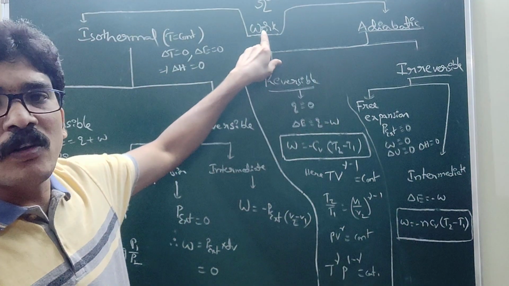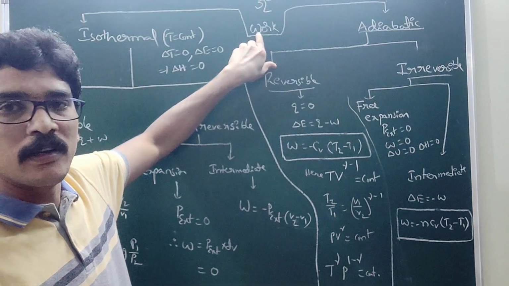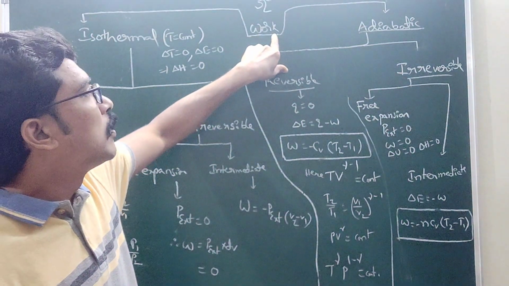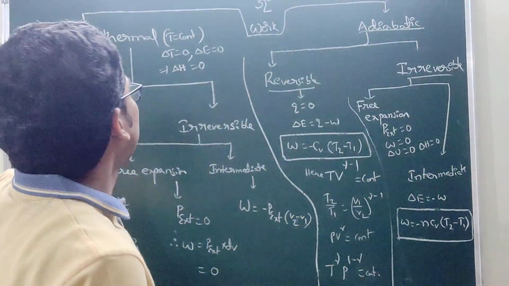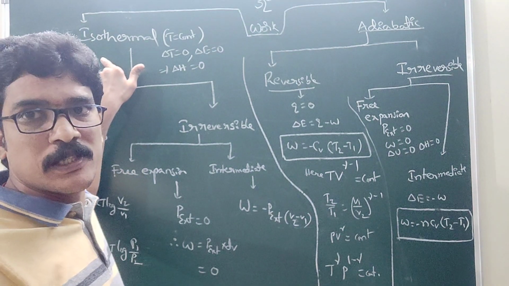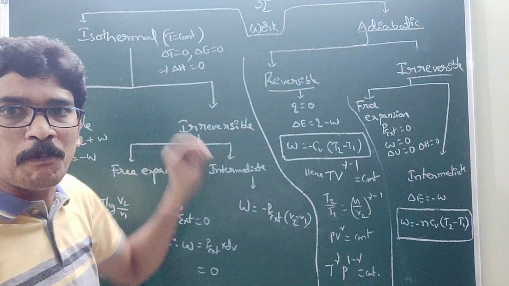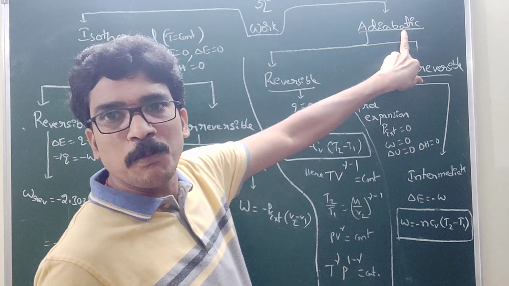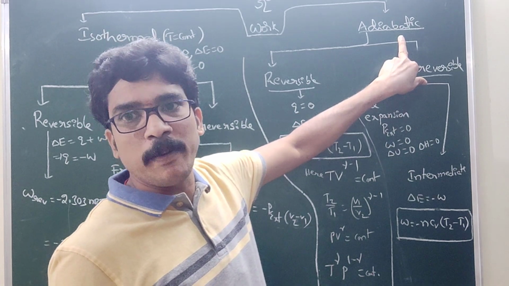To calculate work, I can divide the work calculation into two processes. The left hand side process is the isothermal process, and the right hand side process is the adiabatic process.